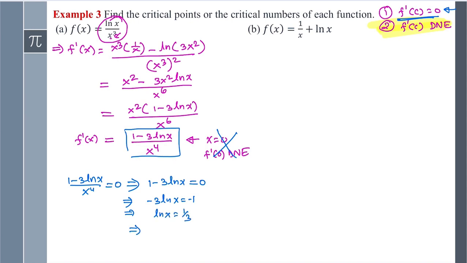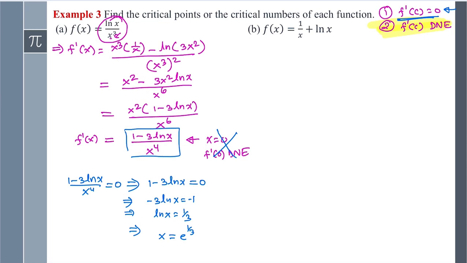Now, I think you know how to solve this. If you have log base a of x equals, say, y, then that changes to x equals a to the y, right? So you know how to solve the log equations. If not, then you need to go back and refresh your algebra. So here we get x equals e to the 1/3. So that is the critical number.